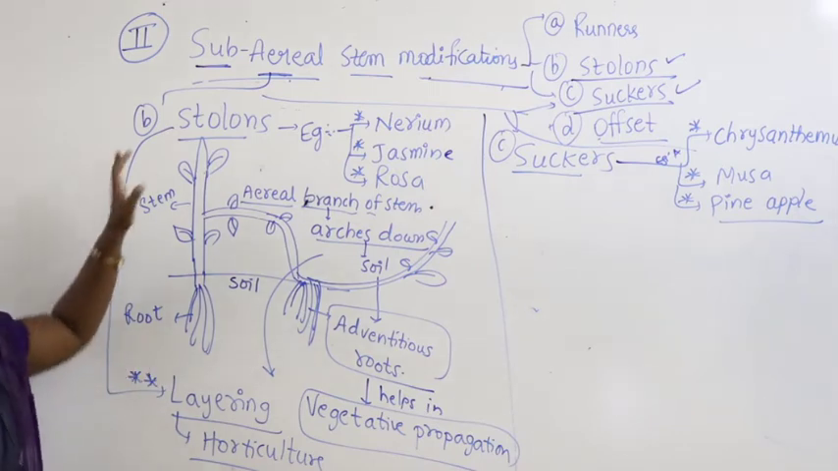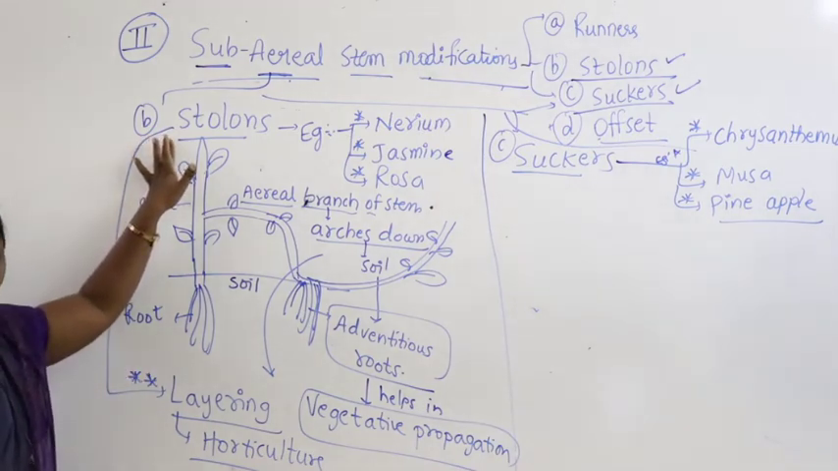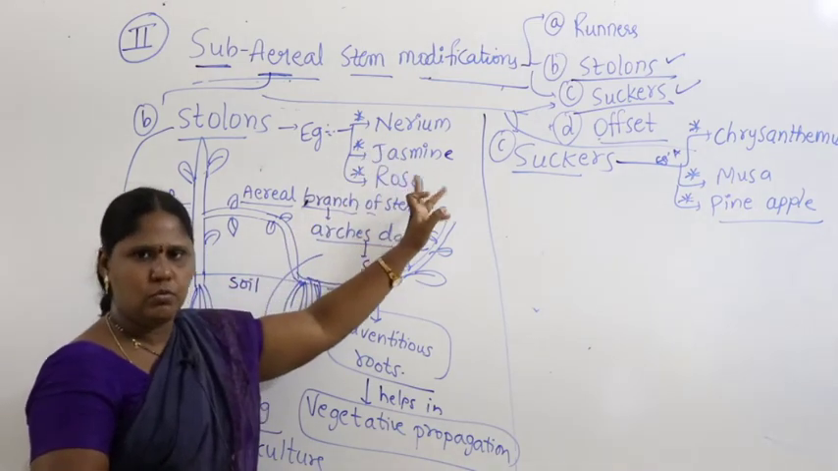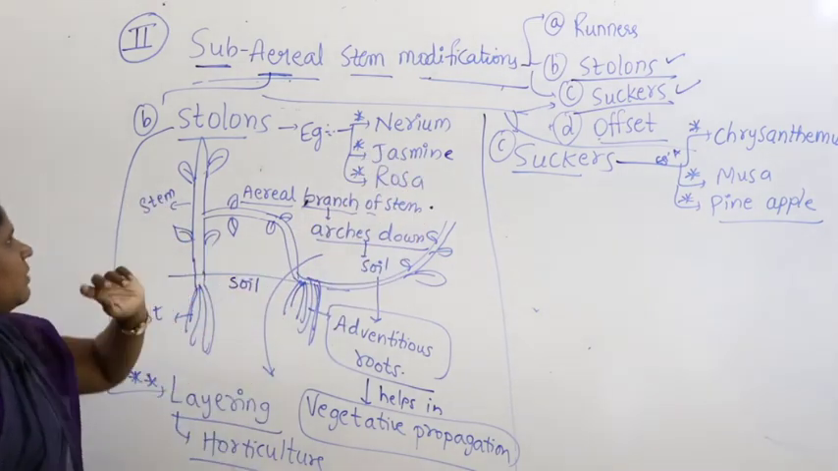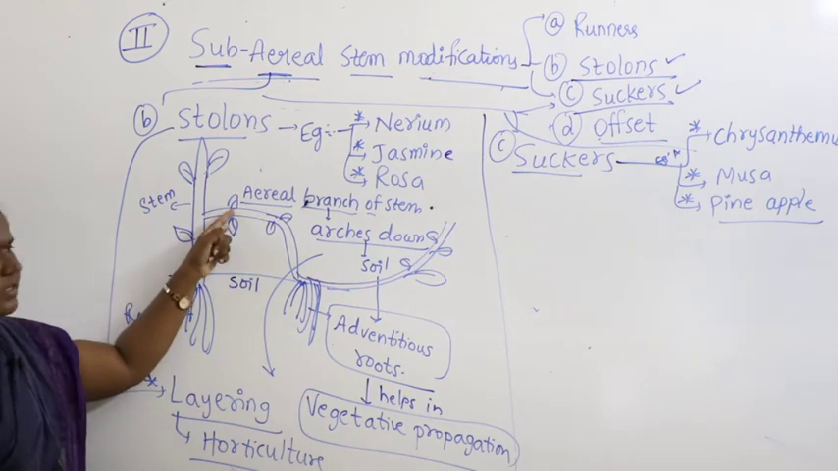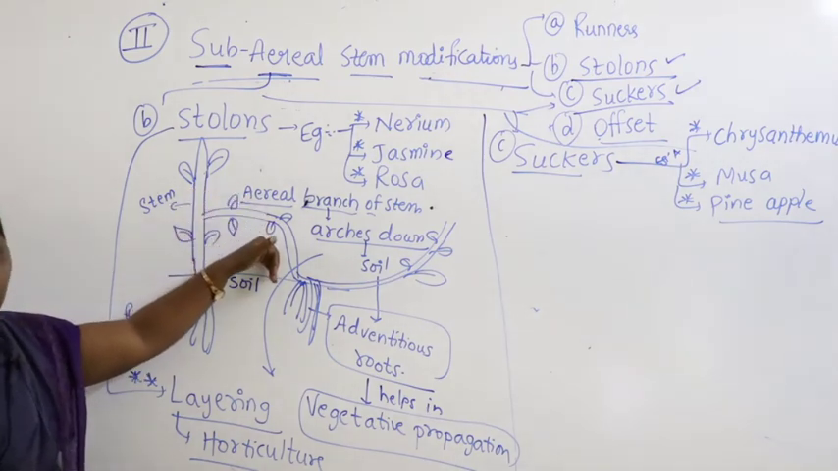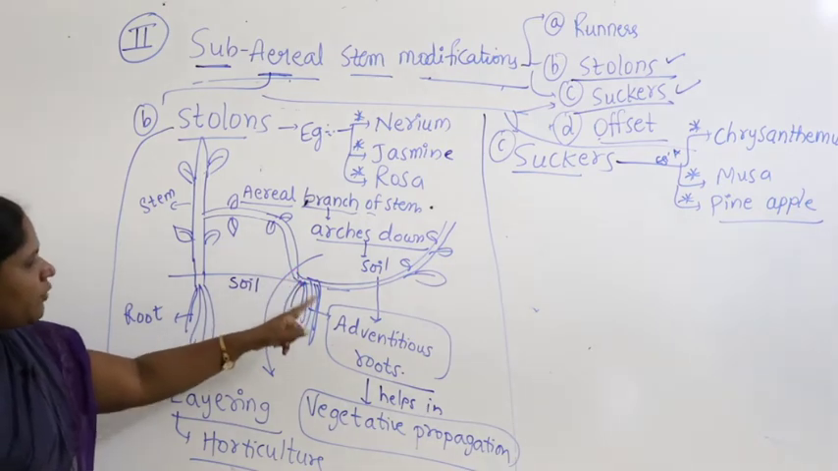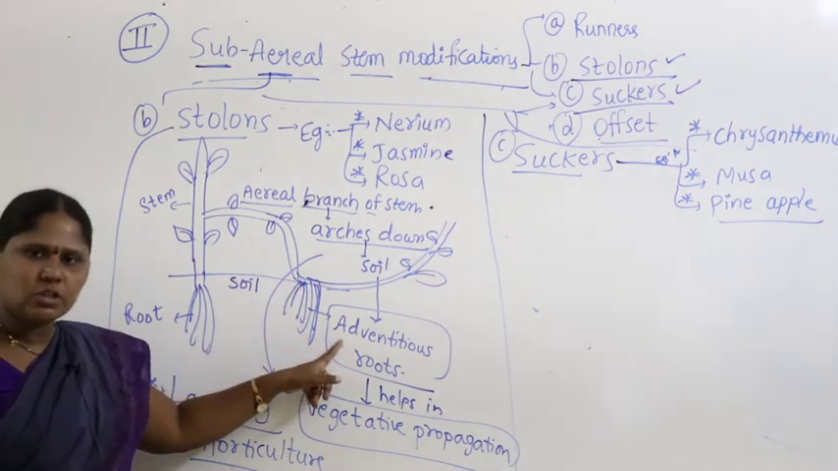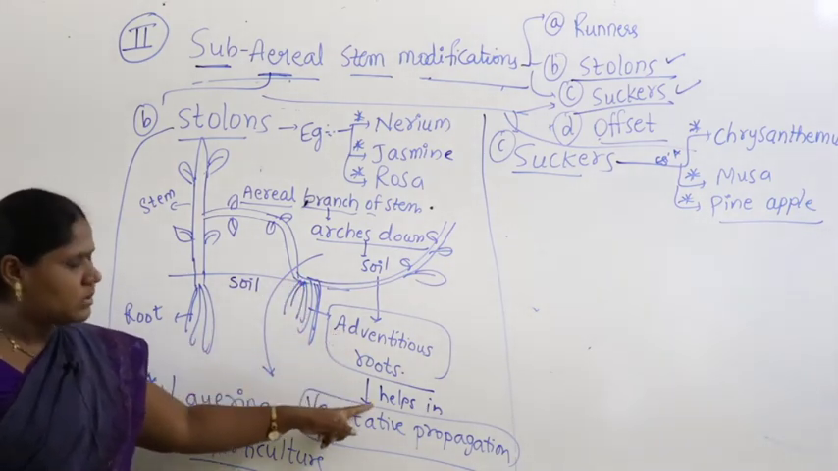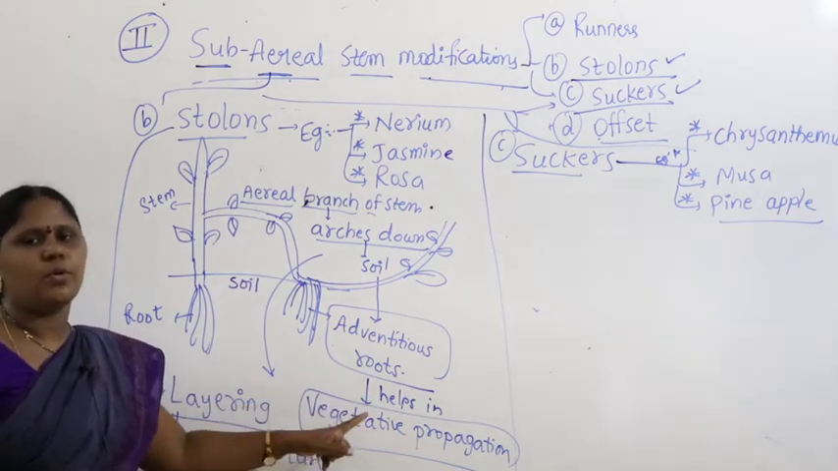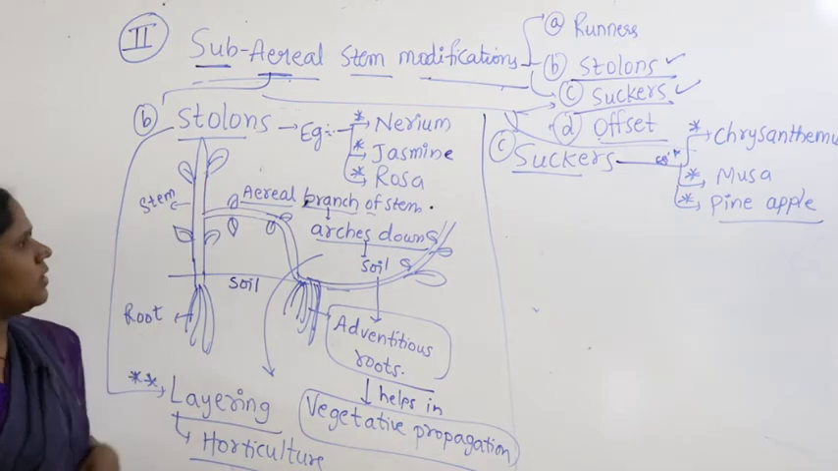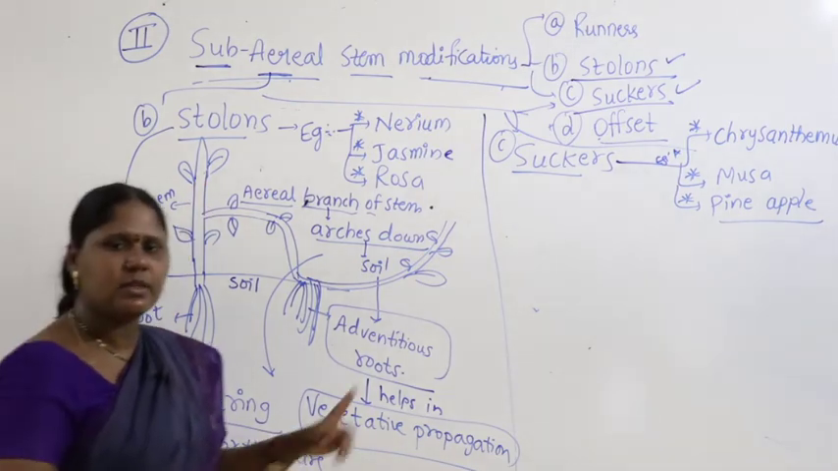So let us see stolons again. I repeat, where do you find stolons? Nerium, jasmine, rosa. What do you observe in these plants? The aerial branch of the stem arches downward, and wherever it comes in contact with the soil, there it forms adventitious roots. Adventitious roots help in vegetative propagation. Okay, so these are called stolons. Now let us make clear the difference with suckers.